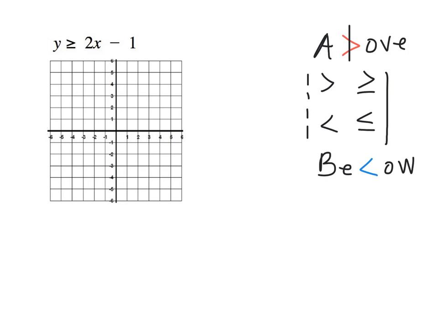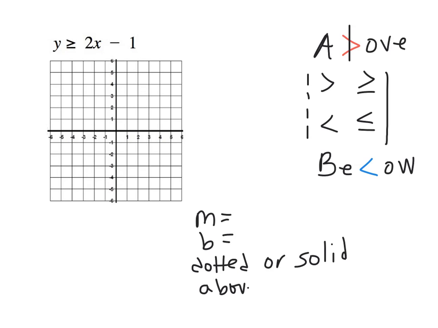In order to graph an inequality, I need to know 4 pieces of information. I need to know my slope. I need to know my y-intercept. I need to know if my line is going to be dotted or solid. And I need to know if I'm going to shade above or below. Once I know all of that, graphing is very easy.